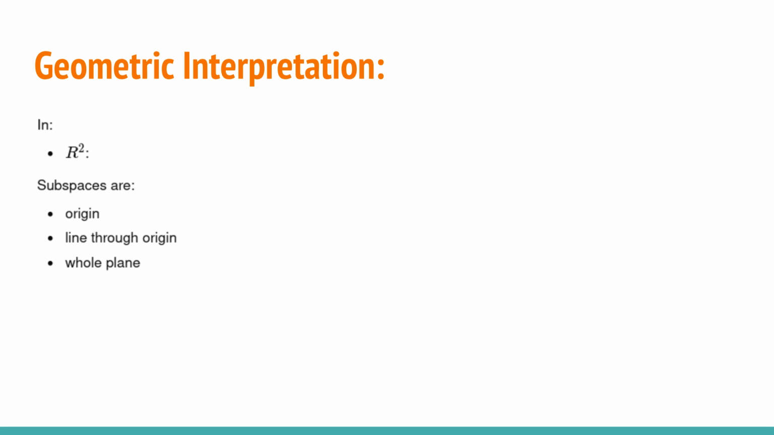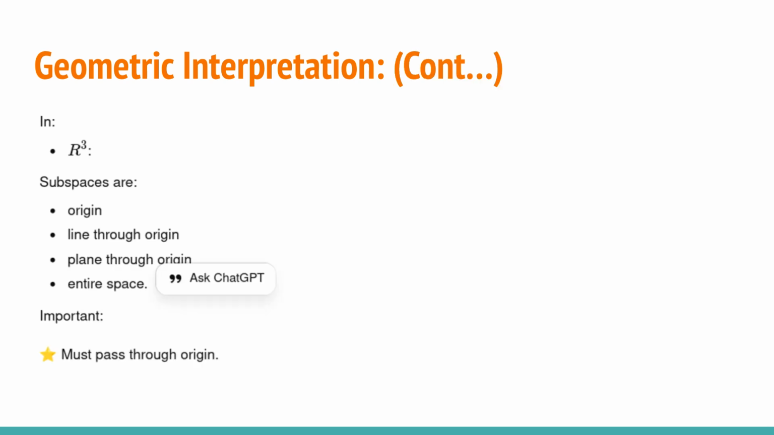Let's look at the geometric interpretation in R squared. Subspaces are the origin, any line through the origin, and the whole plane. In R cubed, subspaces are the origin, any line through the origin, any plane through the origin, and the entire space. Importantly, a subspace must pass through the origin.